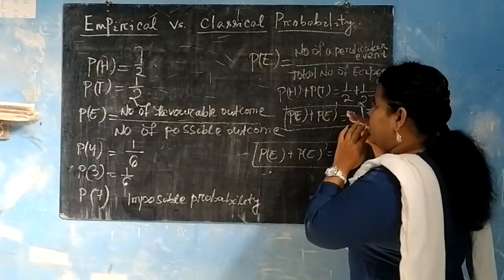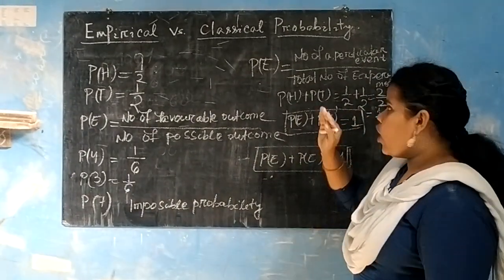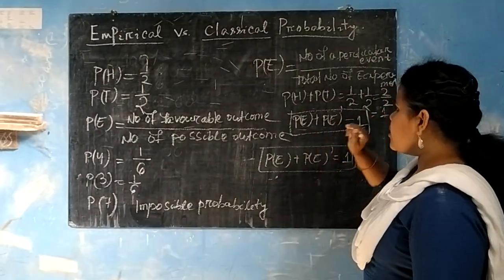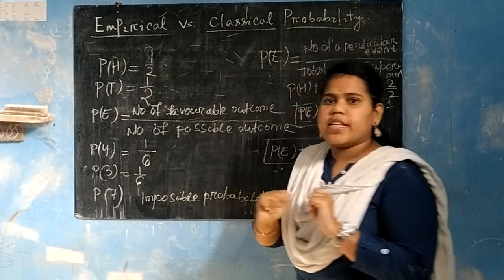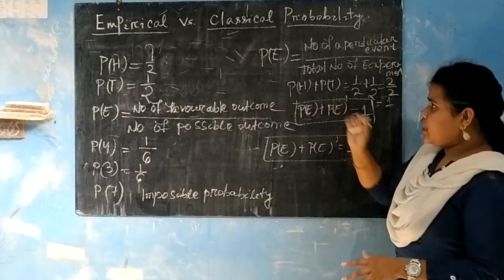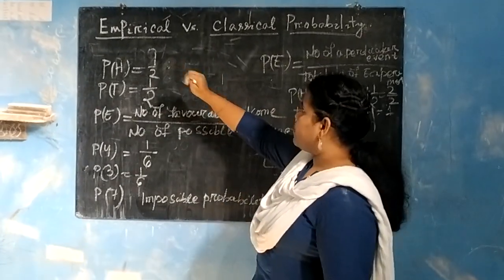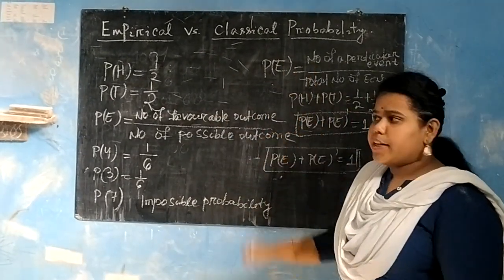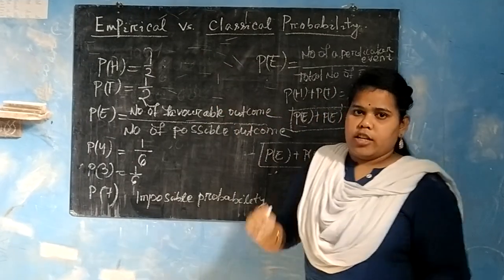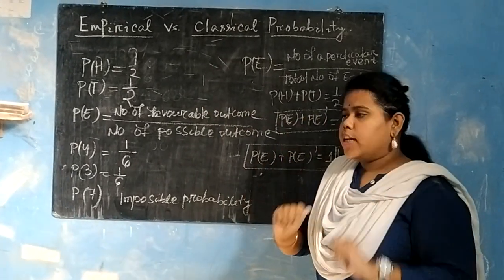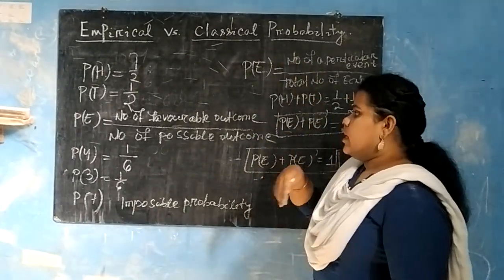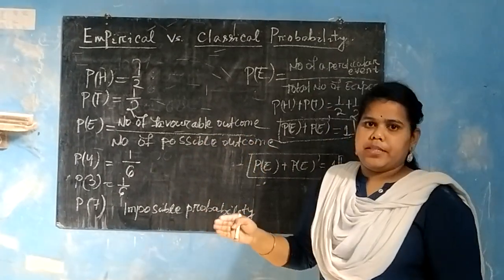This type of probability is known as theoretical probability or classical probability, because here the number of possible outcomes is always fixed. So in this section we discuss two aspects of probability. One is the empirical probability and another is the classical probability. In empirical probability, the number of experiments is fixed. In classical probability, the number of possible outcomes is fixed.